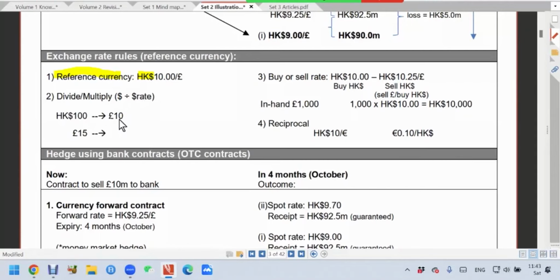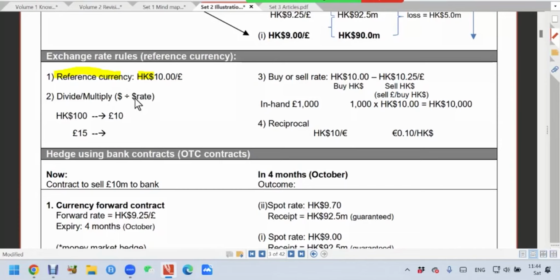20,000 Vietnam dong equal to 1 US dollar. 40,000 equal to how much? 2, because you take 40,000 divided by 20,000. 1 million divided by 20,000 equals how many US dollars? Same as reference currency, you divide. And so I put down dollar divided by dollar. So you understand, then we have the rule: same as reference currency, divide.